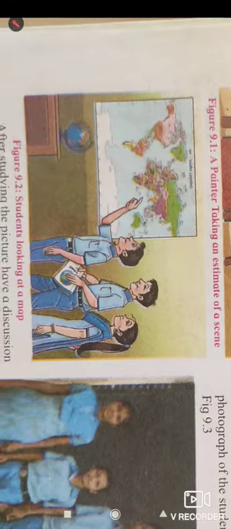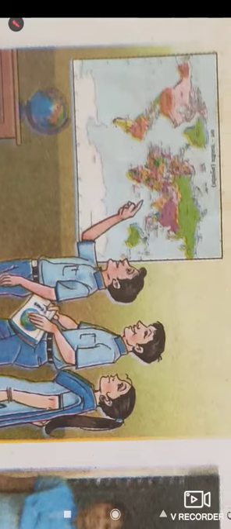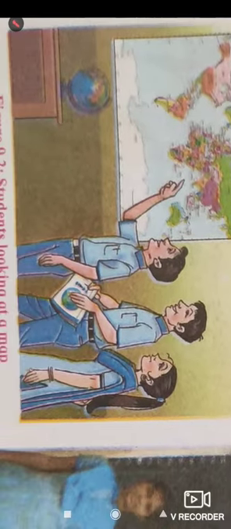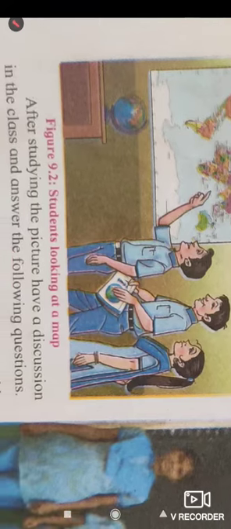Okay, now look at this second picture. The students were pointing out the different names of the countries which are shown on the map. Okay, it is drawn, the geographical indications of the map on the paper. Okay, and let us continue with the reading and the answers below these pictures. After studying the picture, have discussions in the class and answer the following questions.